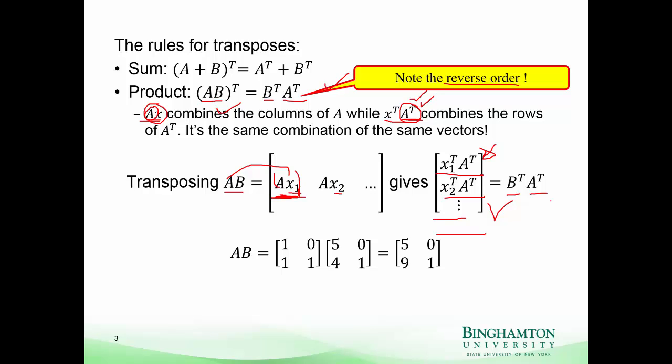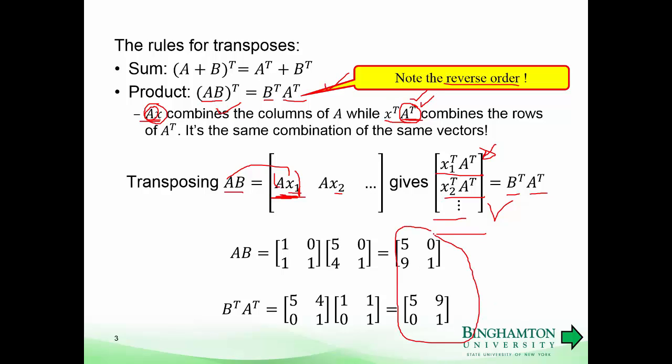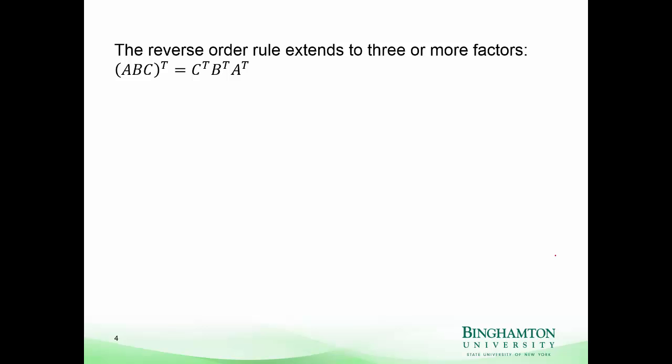Here's an illustration, A times B. Here's B transpose times A transpose, and we can see that the results are in fact transposes of each other. So this reversing the order rule can be used for any number of matrices that are being multiplied. So if you've got ABC, quantity transpose, you reverse the order: C transpose times B transpose times A transpose.